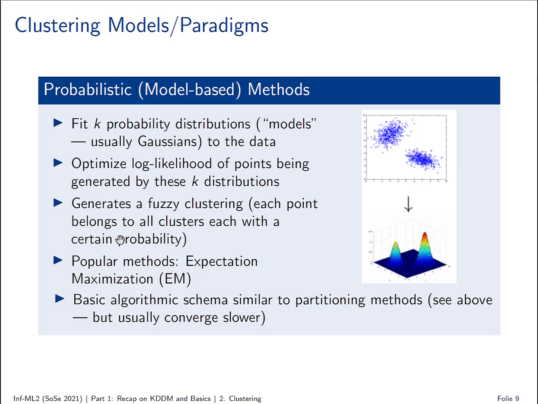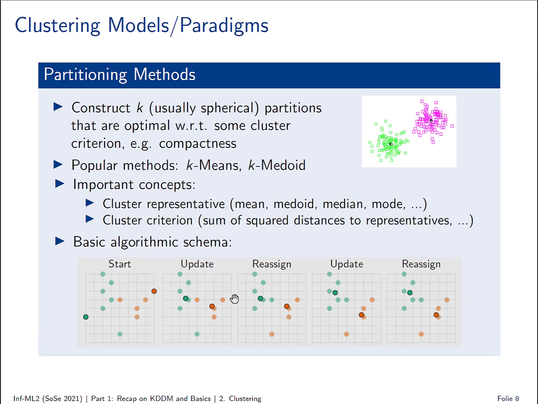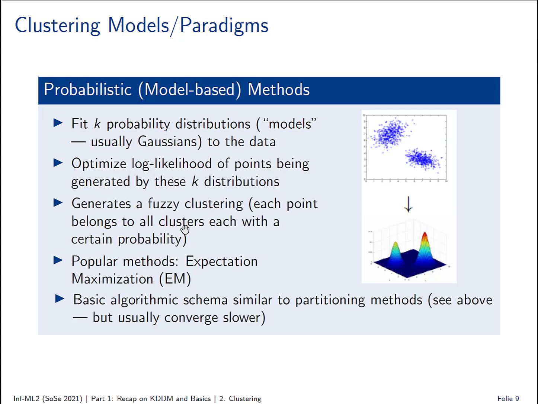So each point now belongs to all clusters. In the partitioning case, each point belongs to exactly one cluster representative. But here now, since we have k Gaussian distributions, each point actually belongs to each cluster with a certain probability, of course. Yeah, and of course you can have a maximum likelihood assignment. So each point will be assigned to that cluster for which this point has the highest probability to belong to. That would be a hard clustering in that case, so to say.